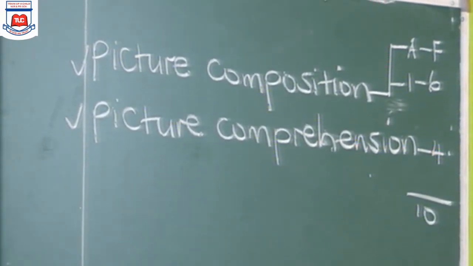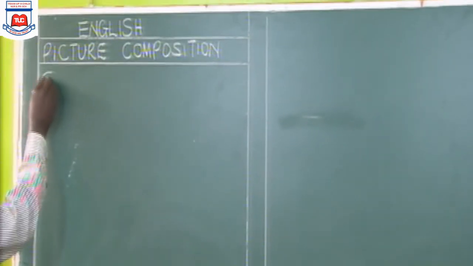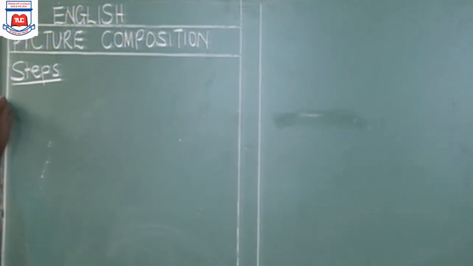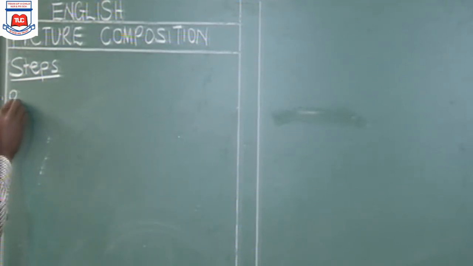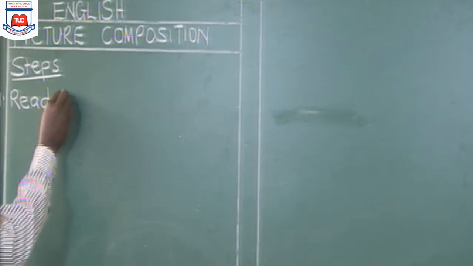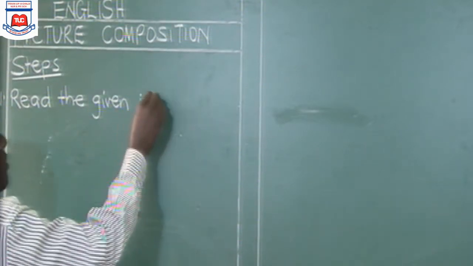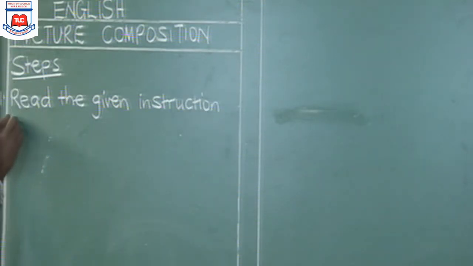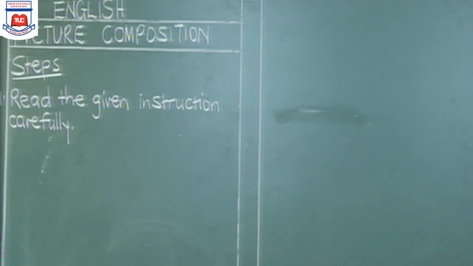So let us first begin with the picture composition. Now, if you're given a picture composition, how do you go about it? Here we're going to say steps. Number 1, you have to read the given instruction carefully. What do I mean?